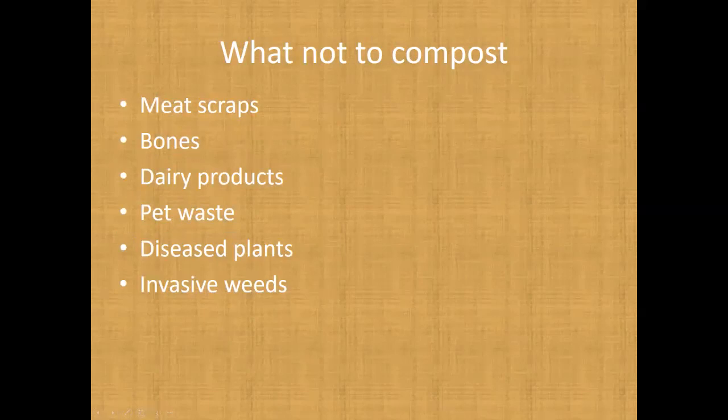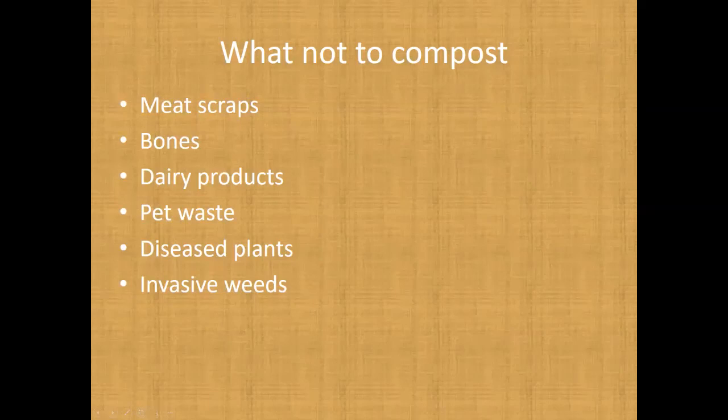So things that are recommended that you don't compost are going to be meat scraps and bones. Any kind of animal byproduct is going to be an issue. It's also diseased plants or invasive weeds. It goes back to being able to get the compost pile or system to a high enough temperature to neutralize a lot of these things. And over time, eventually, sure, these things will break down, but we might be inviting pests and other issues to our pile.